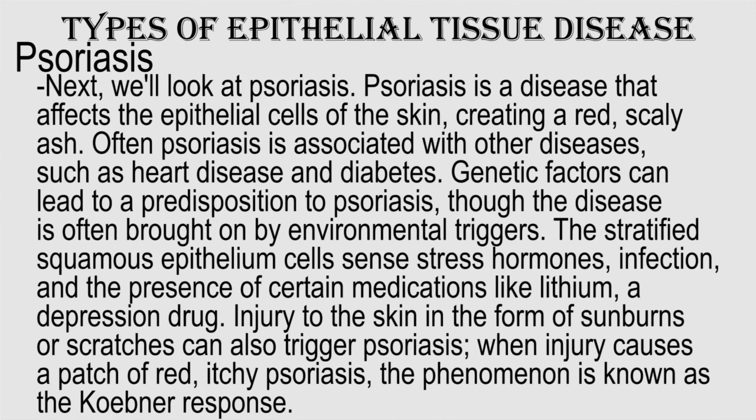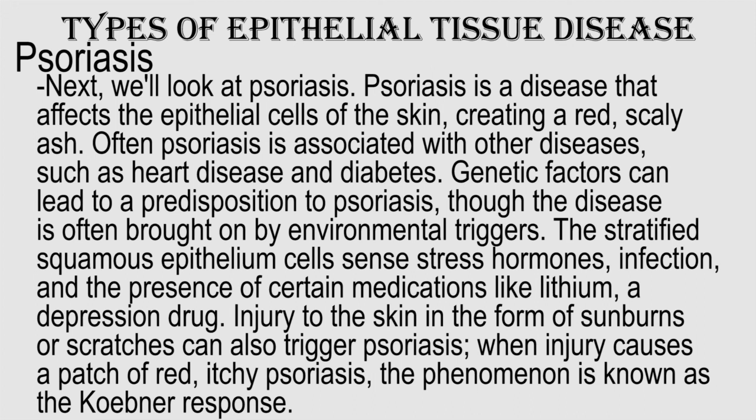Psoriasis. Next, we'll look at psoriasis. Psoriasis is a disease that affects the epithelial cells of the skin, creating a red, scaly rash. Often psoriasis is associated with other diseases, such as heart disease and diabetes. Genetic factors can lead to a predisposition to psoriasis, though the disease is often brought on by environmental triggers.